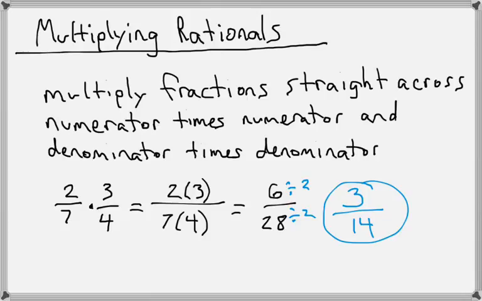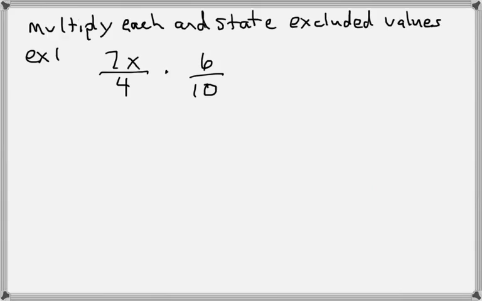But we are more advanced than that, and we're going to have to start dealing with some variables. The rules are not going to change. They're going to stay the same as when we worked with numerical fractions. So let's look at a more advanced example. Here, when you work on your homework for this, your directions are going to be to multiply each and then state your excluded values. So first we have to multiply, then we're going to find our excluded values.